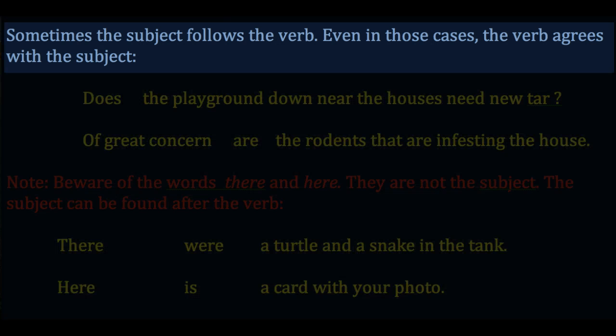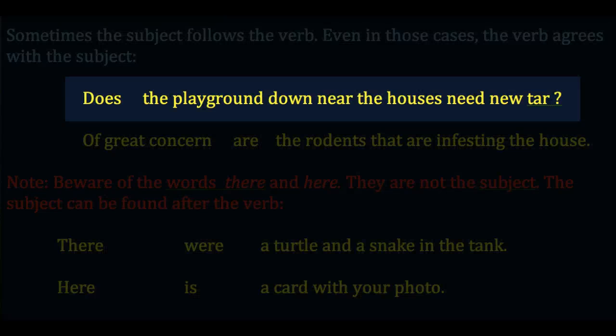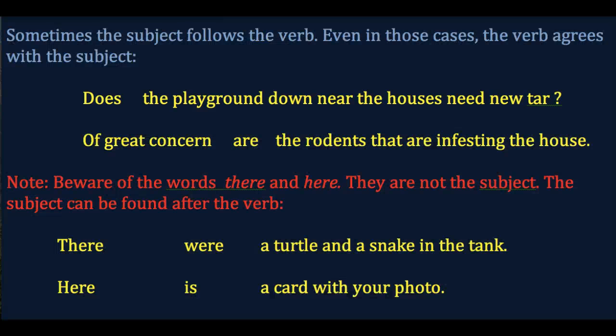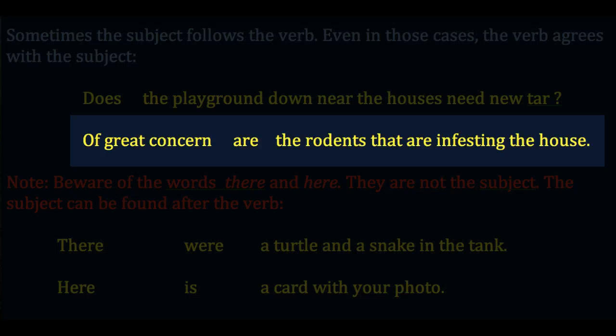Sometimes the subject follows the verb. Even in those cases, the verb agrees with the subject. Like in questions, does the playground down near the houses need new tar? What is the subject? It's playground. It comes after the verb. Doesn't matter. The verb is now determined by the number, singular or plural, of the subject. In this case, you want does, singular. Next one is not a question, but still the subject comes after the verb. Of great concern are the rodents that are infesting the house. Rodents is a subject. Rodents is plural, therefore are is plural.